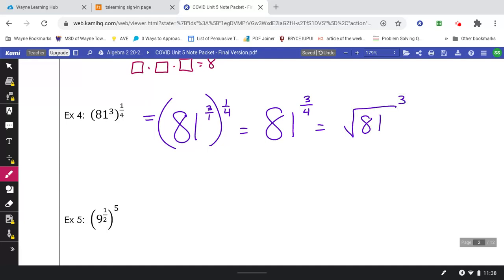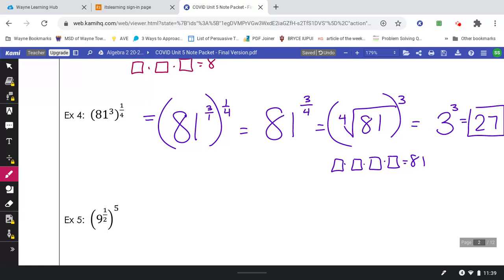I'll put the 3 and the 4. And then we'll do the 4th root of 81. What number, 4 times, is going to make 81? That's going to be 3. Bring over the exponent of 3. And 3 to the 3rd is 27.